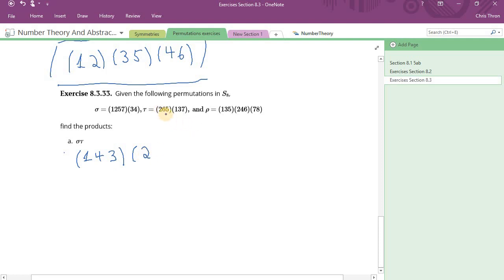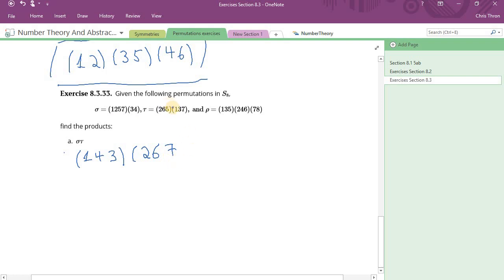Tau takes 2 to 6. Right? Then sigma doesn't do anything to 6. So the net result of sigma tau is 2 to 6. All right, what happens to 6? Tau takes 6 to 5. Sigma takes 5 to 7. So in sum, sigma tau takes 6 to 7.